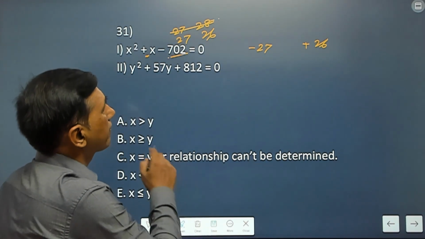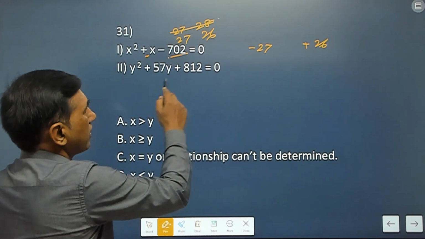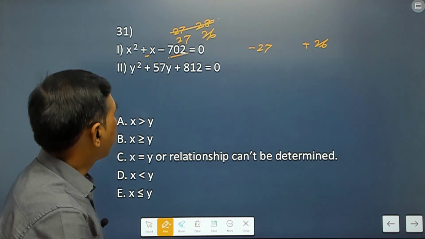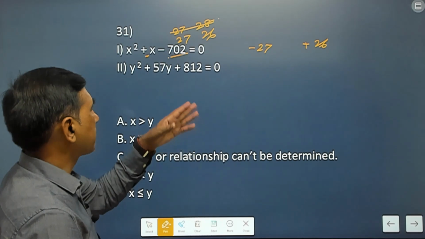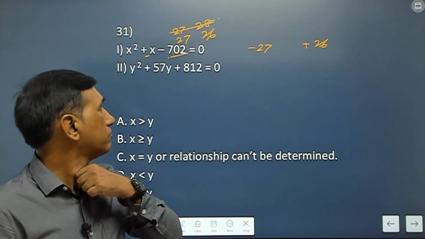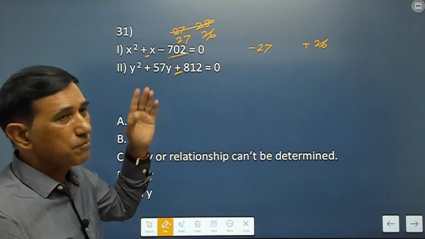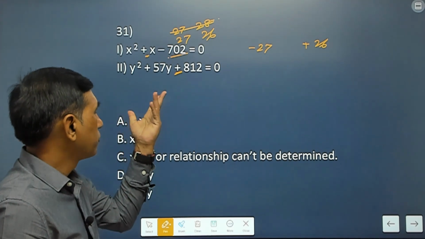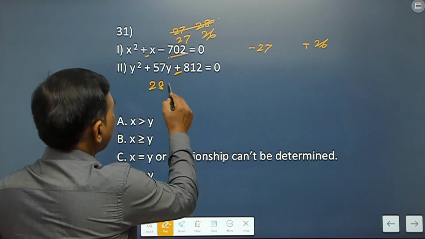So if I take 27, then this will be 30. 30 into 27 cannot be there. If I take 26, then also 26 into 31 cannot be there. Since it is plus, I have to do the plus. Then again, I'll simply take out the root. 29. So maybe 28 and 29.